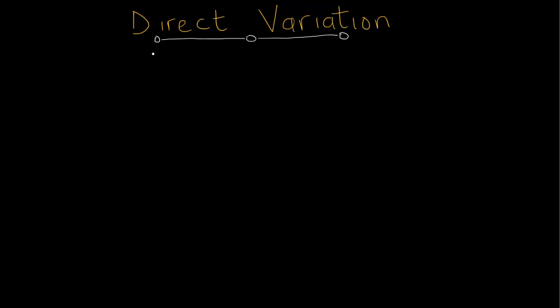Hello everyone, in this video we are going to be talking about the direct variation. There are basically four types of variation. We've got the direct variation, which we are going to be considering today, the inverse variation, the joint variation, and finally the partial variation. The direct and inverse variation are closely related because both of them involve two variables.